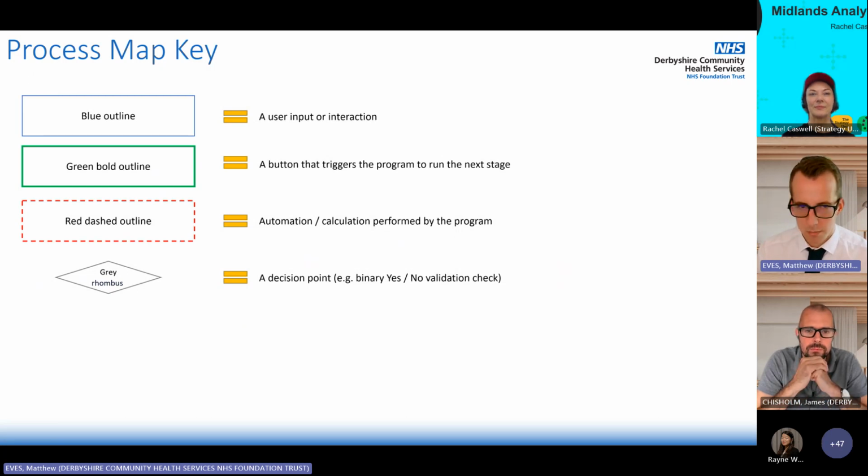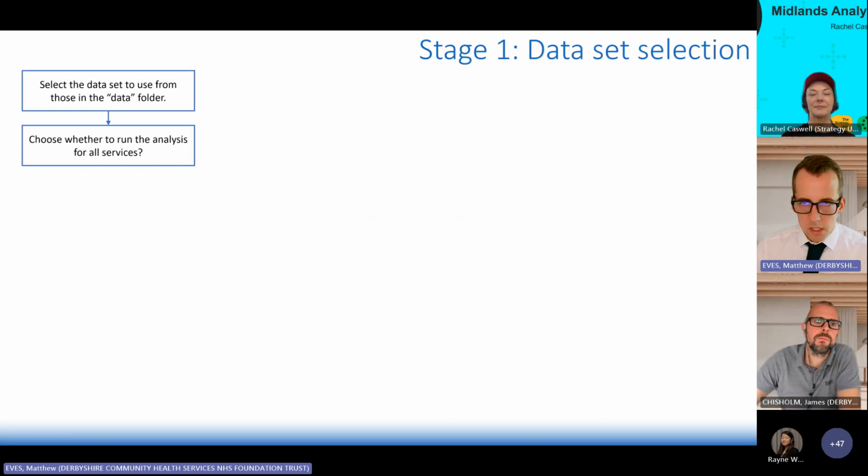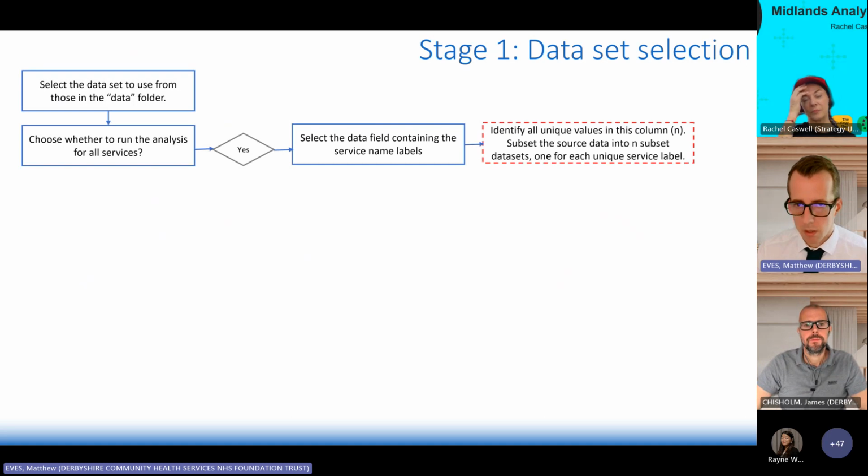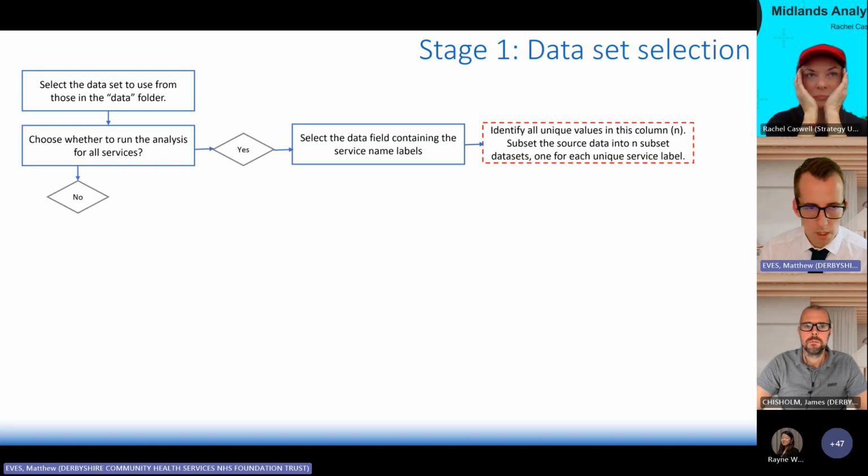So initially, the data is selected by the user from the relevant folder, and you have the option of running, as I said, for all services. If you select that option, there's a little bit more setup. You select a field containing the service labels, and then the main data set is subset into all n number of subset data sets for the number of services present in that label.